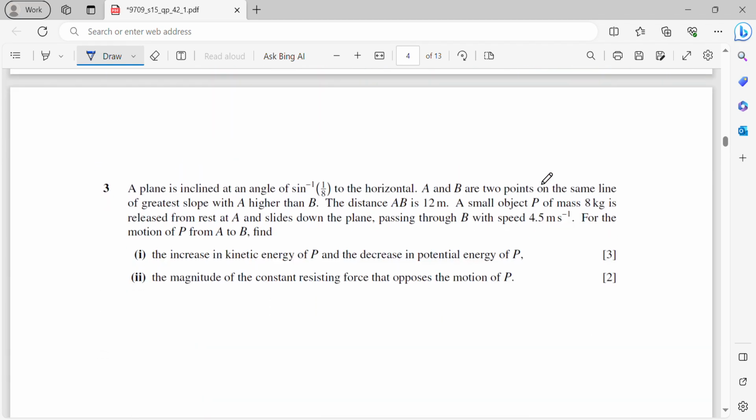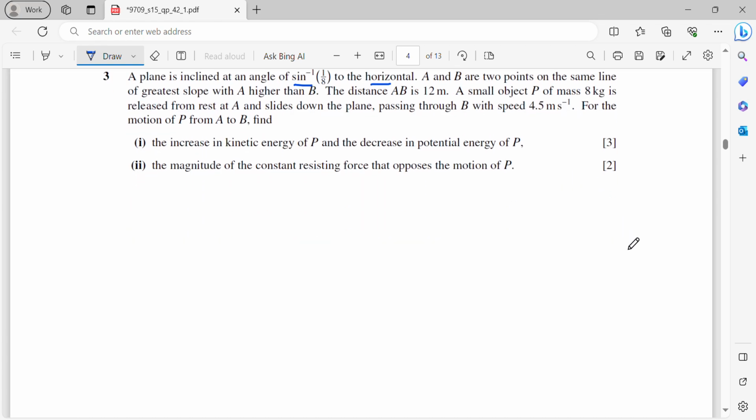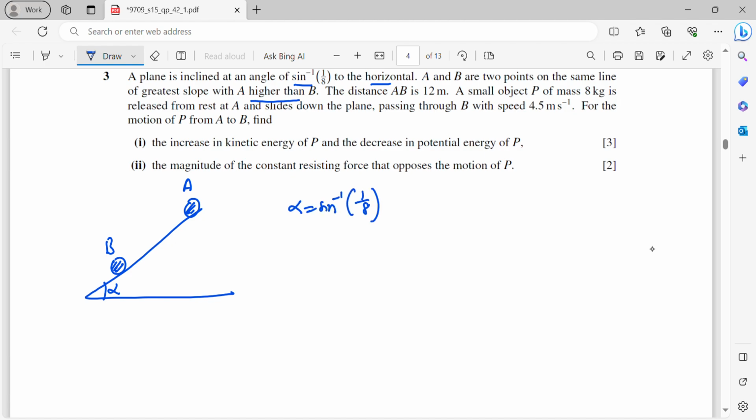Now for question number 3. A plane is inclined at an angle of arcsine 1/8 to the horizontal. A and B are 2 points on the same line of greatest slope with A higher than B. So now this is the slope. Here is alpha. A higher than B. Here A, here B. Then alpha is inverse sine 1/8. Therefore, sine alpha will be 1/8.